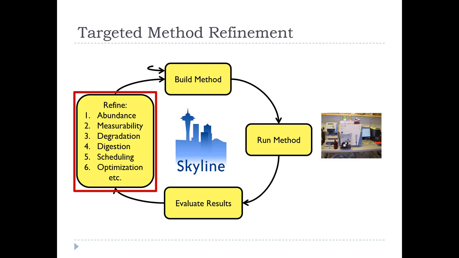Just, is the thing measurable? Are your molecules or your peptides, do they degrade? They're not going to be good for quantification if they degrade. You might want to be looking at their digestion efficiency under the digestion conditions that you're subjecting your proteins to. How many hours or minutes does it take to get your peptide up to its best digestion efficiency, or does it trail off if you leave it there too long? And then scheduling and optimization, which we've talked about.